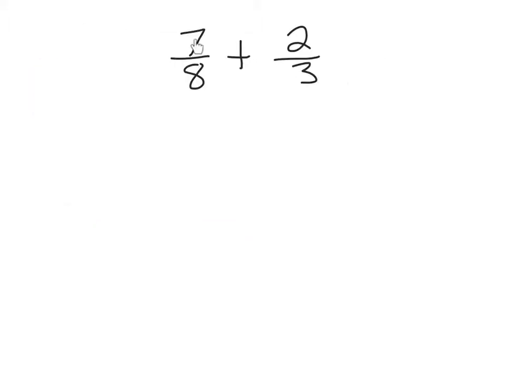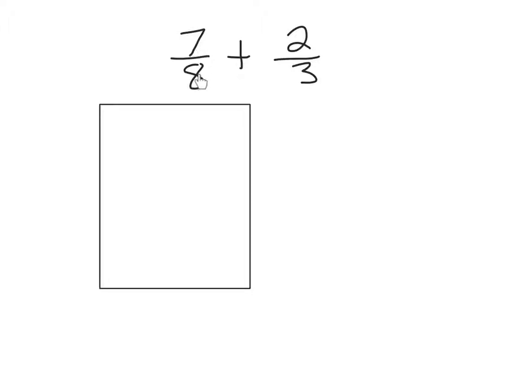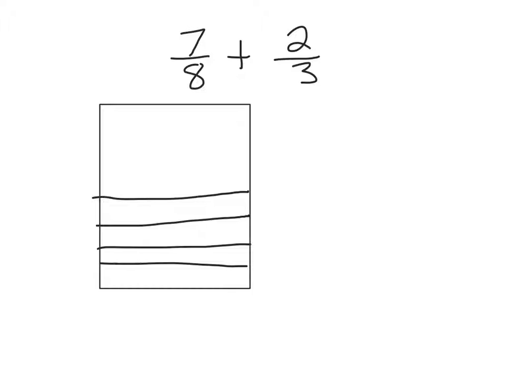Alrighty, and here we go with our second problem, 7/8 plus 2/3. So the very first thing I want to do is create a couple of fraction boxes here, right? And for this first one, I've got 8 as my denominator, which means I'm going to draw 7 lines to create 8 parts. So I'm going to go 1, 2, 3, 4, 5, 6, and 7. And that should give me 8 parts. 1, 2, 3, 4, 5, 6, 7, and sure enough, 8 parts.